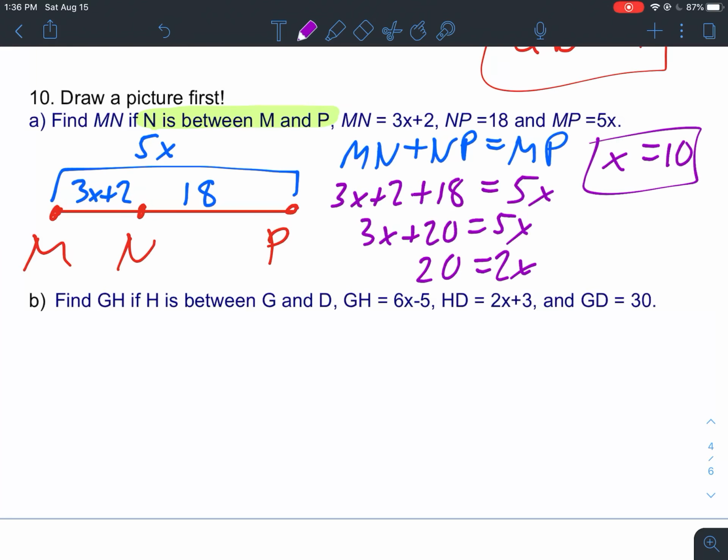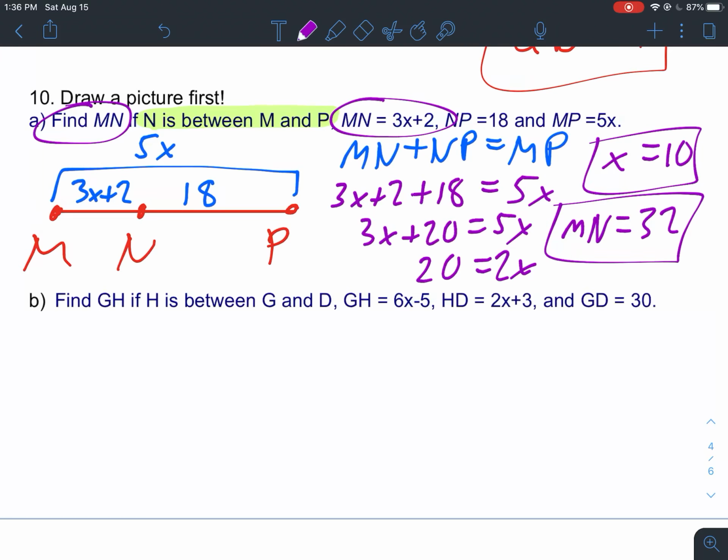Now, very important in geometry class, x is usually not the final answer. Look at the question. What is it asking us to find? Find MN. This is MN. So MN is 3 times x plus 2, which is 3 times 10 plus 2, which is 32. So our actual answer here is MN equals 32. Pause the video, and please try 10B.